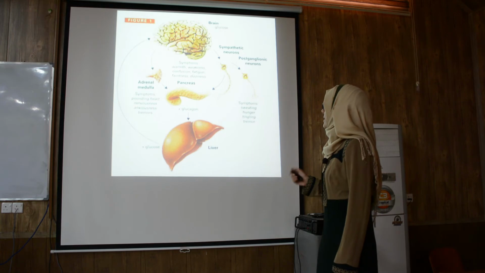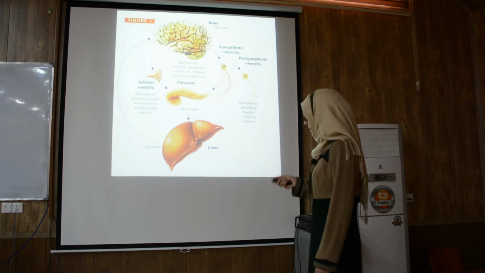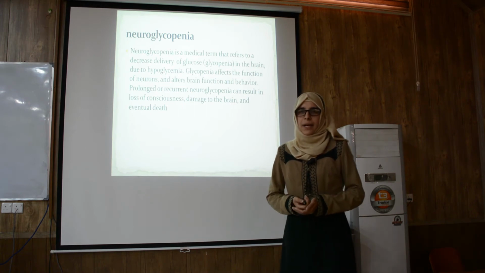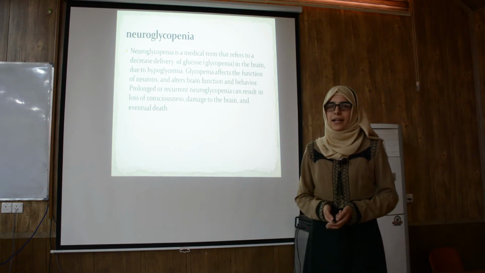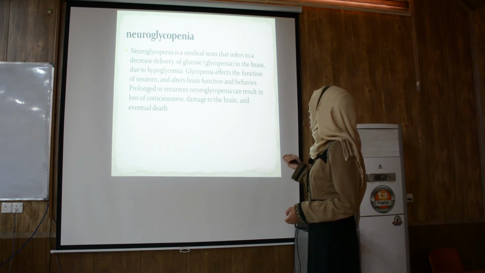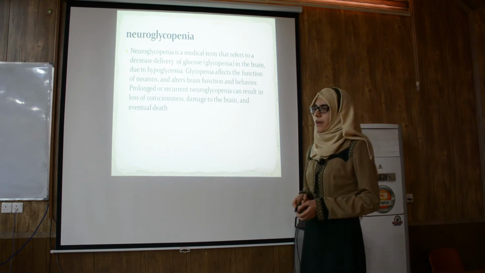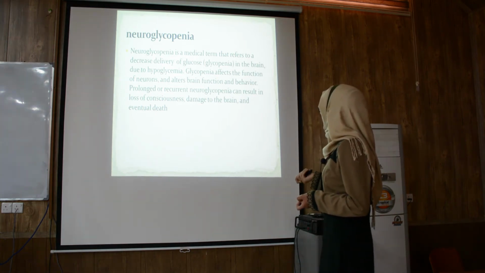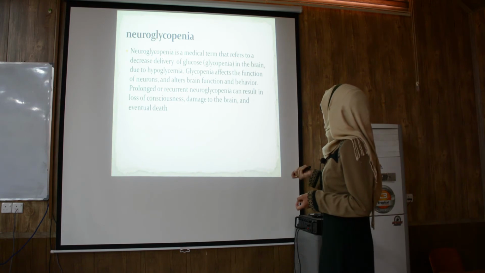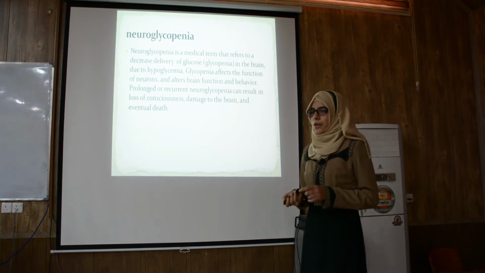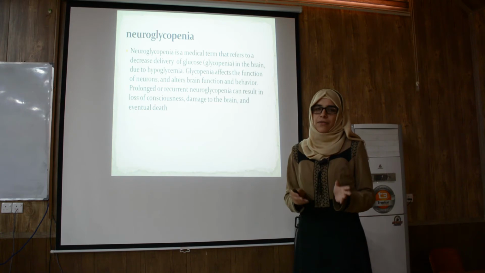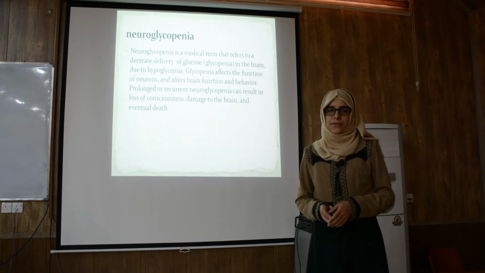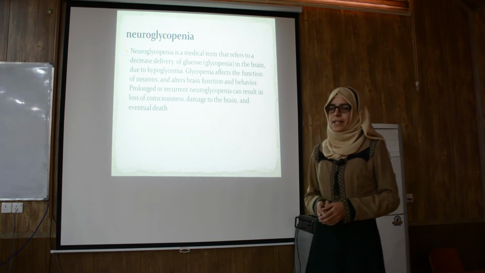Also, hypoglycemia can affect the central nervous system. Our last mentioned symptom can mainly arise from neuroglycopenia. Neuroglycopenia is the medical term referring to decreased delivery of glucose to the brain, mainly due to hypoglycemia. Neuroglycopenia affects the function of the neurons and also the function and behavior of the brain, and can also cause cerebral dysfunction, brain damage, or death.